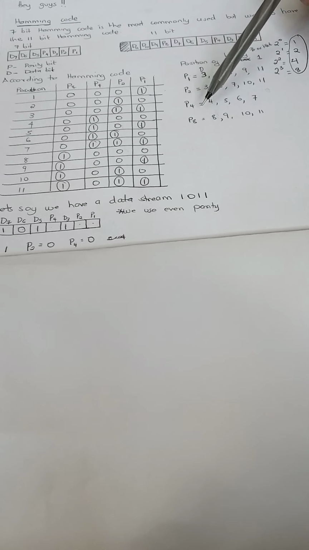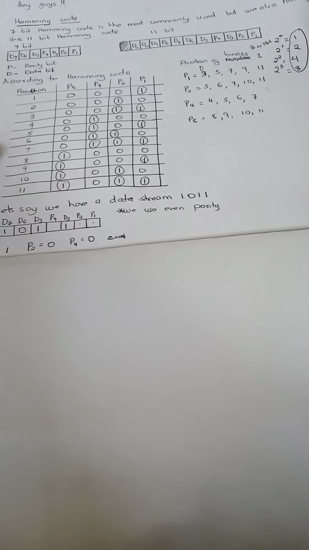For parity 2, you look at data bits 3, 6, 7. For parity 4, you will look at 4, 5, and 6. If you're using 11-bit, you will look at 8, 9, 10, and 11. So let's understand it better by looking at an example.